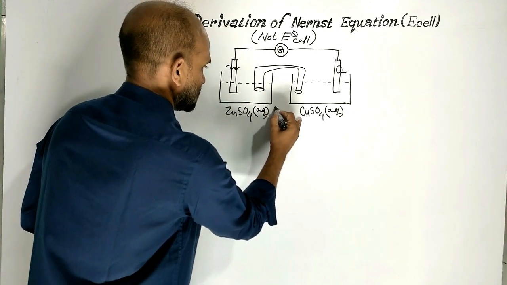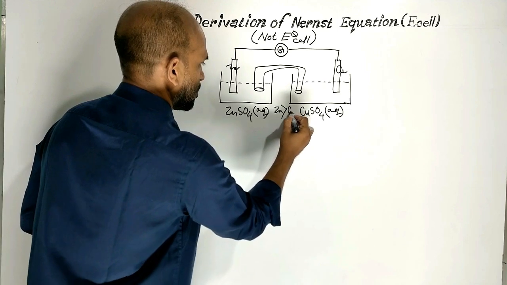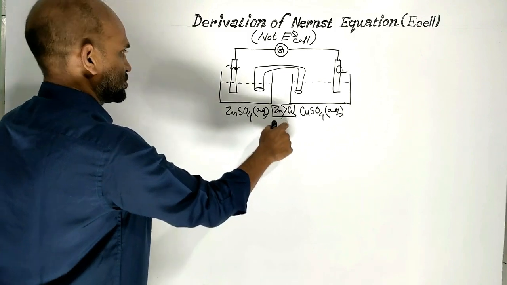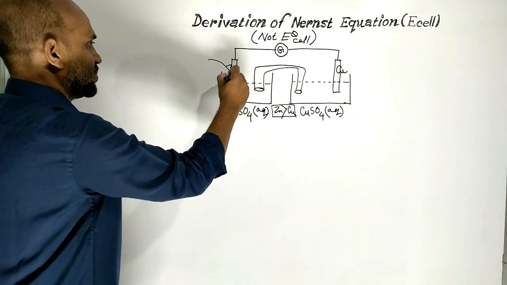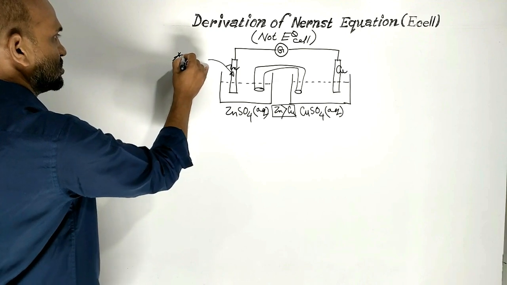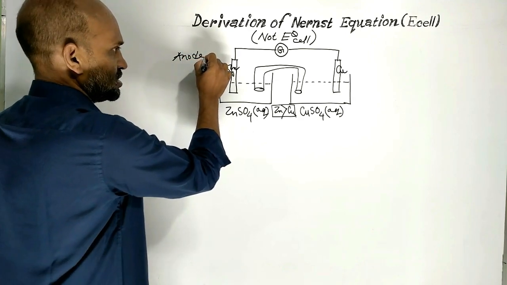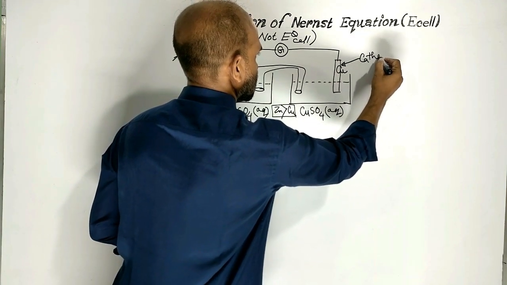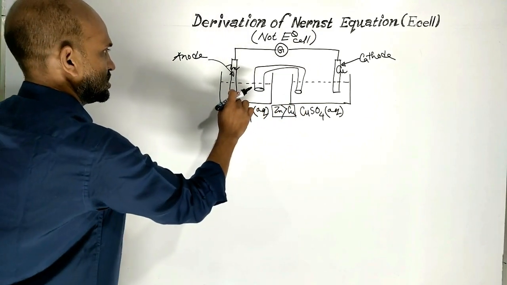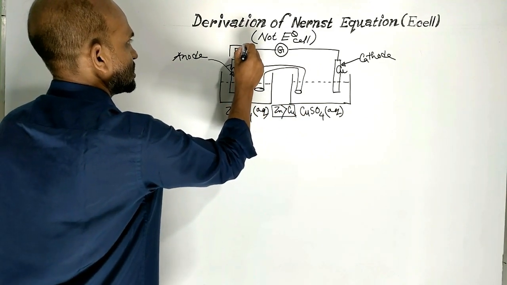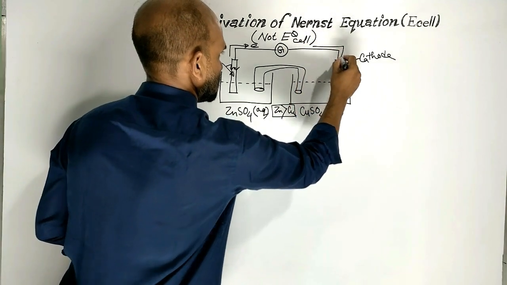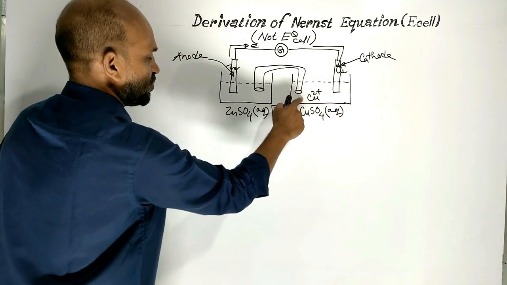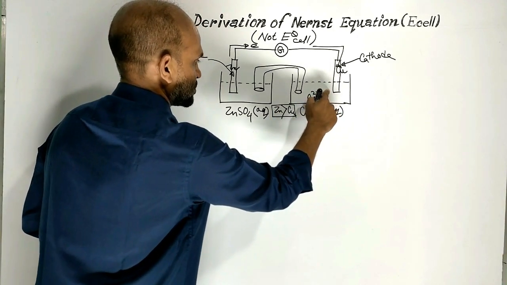Here, zinc is more reactive than copper. So, the zinc bar acts as anode and the copper bar acts as cathode. That is, the zinc bar produces electrons and in the copper solution, the copper ion accepts those electrons.